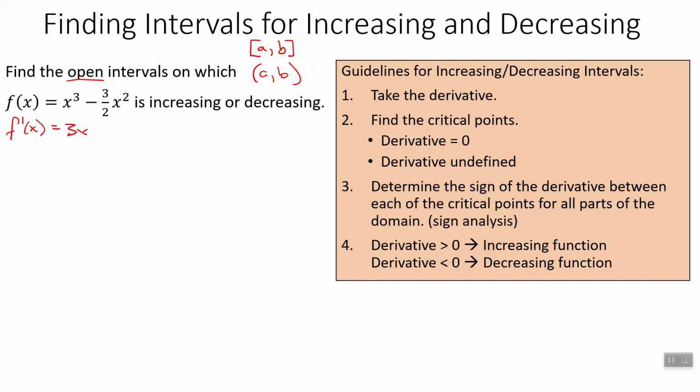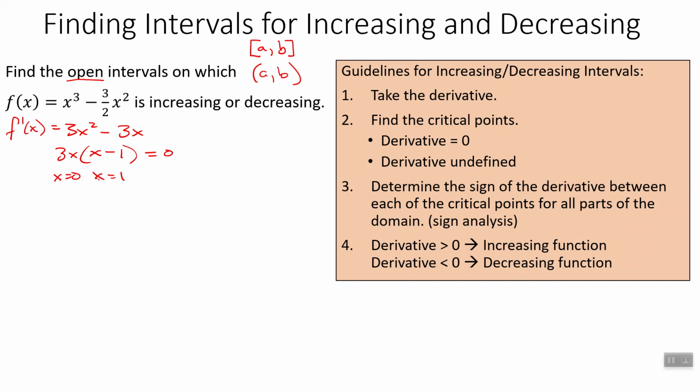We take our derivative and get 3x squared minus 3x. If we brought down the 2, it's going to cancel with that 2. We can factor out a 3x. Factoring is usually pretty useful when we're doing this. Now we set it equal to 0. We don't have anywhere where it's undefined because it's not a fraction. So we're going to get 0 from the first factor, and we're going to get 1 from the other.